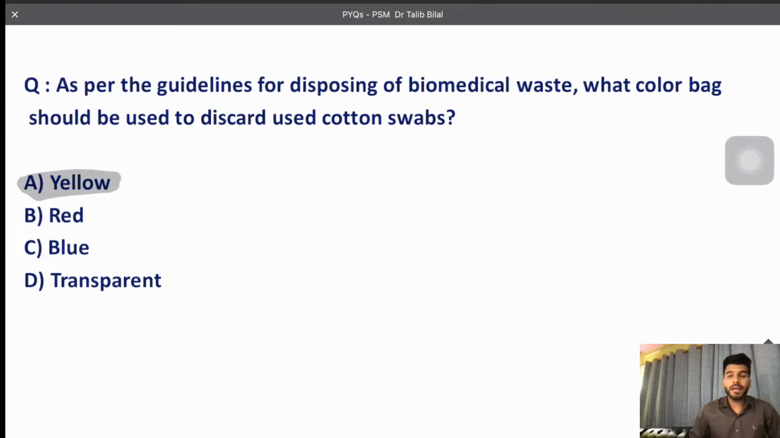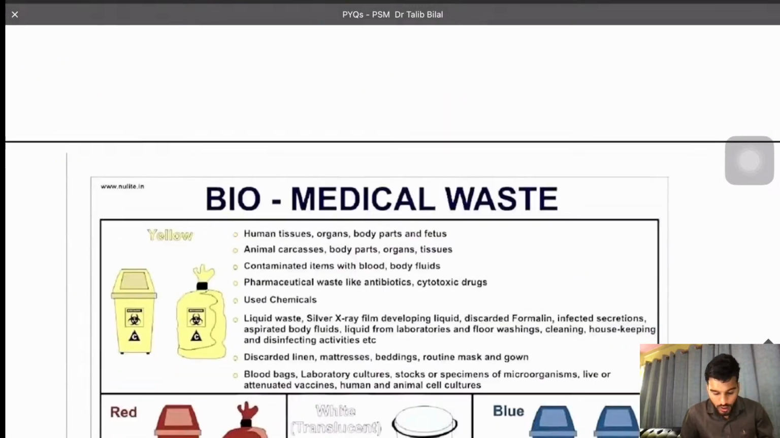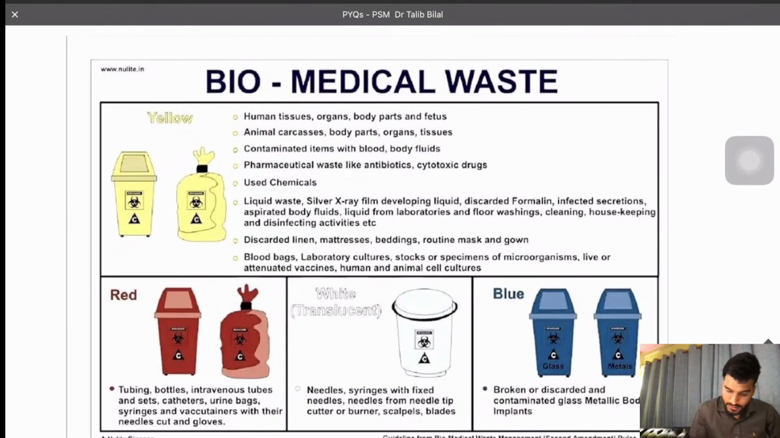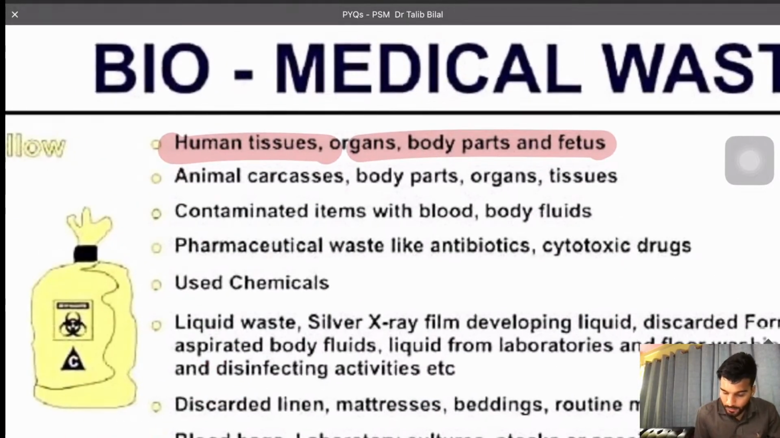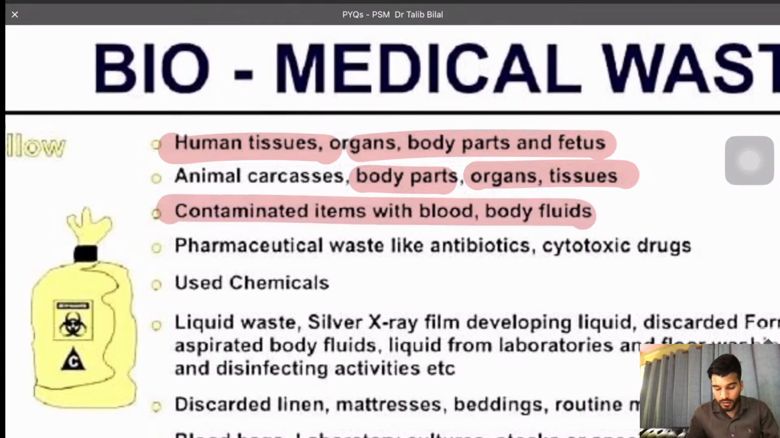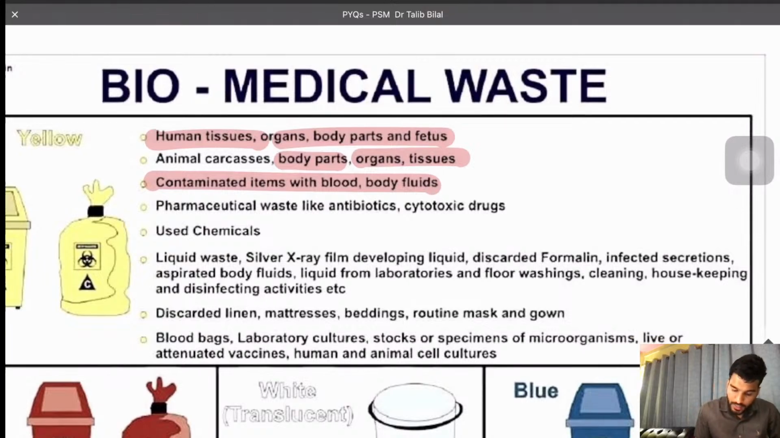So for all the human anatomical waste, infectious waste, non-recyclable waste, which color will they go into, my dear students? They will go into the yellow color. So write it, understand this picture guys. All the human tissues, organs, body parts, fetus or animal carcasses will go into the yellow color. Contaminated items with blood and body fluid will go to the yellow color. Antibiotics, cytotoxic drugs, chemicals will go into the yellow color, and all the discarded mattresses and bedding go into the yellow color.